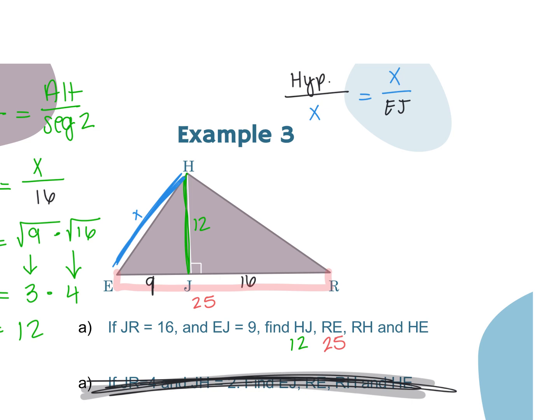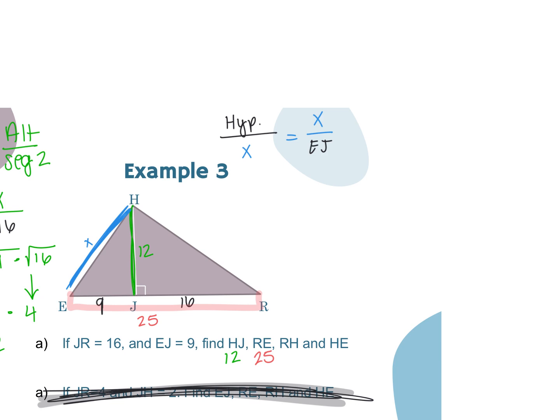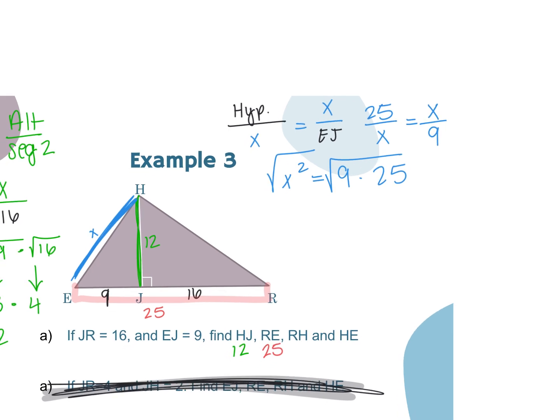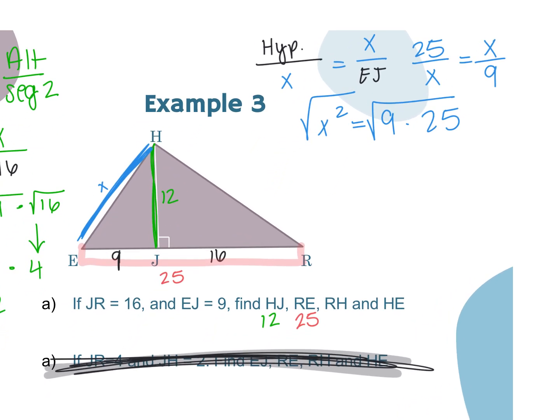Okay, so I'm going to go ahead and plug everything in. What's my hypotenuse? EJ or EH? EJ, because I'm trying to find EH. That's what my x is. So I'm going to have 25 over, I don't know because that's what I'm trying to find, over EJ, which is 9. Now I have to solve it. I'm going to have x squared equals 9 times 25. Get rid of this squared. Are any of these perfect roots? Both of them.